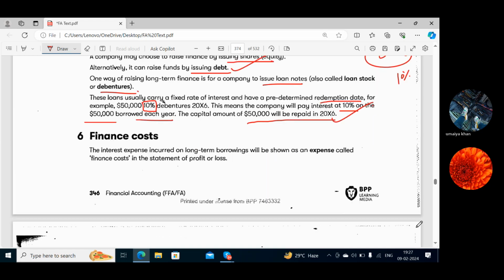Next, finance cost. Everyone knows when you are taking a loan, you have to bear finance cost. That is nothing but the interest what you pay on any kind of borrowings or loan. And that is shown in the statement of profit or loss as finance cost, okay, as an expense.